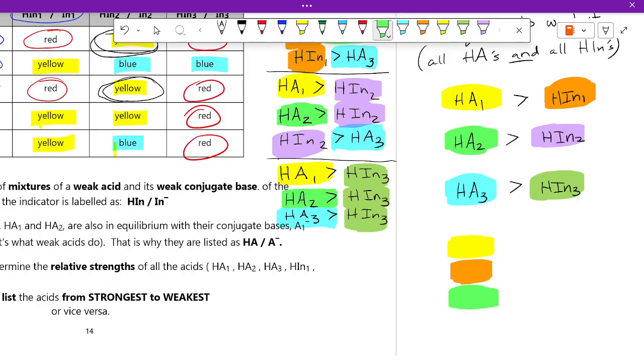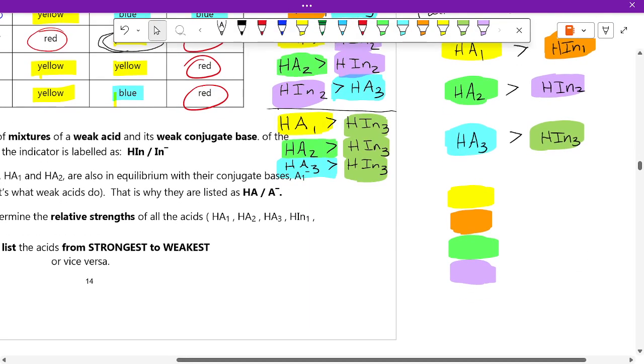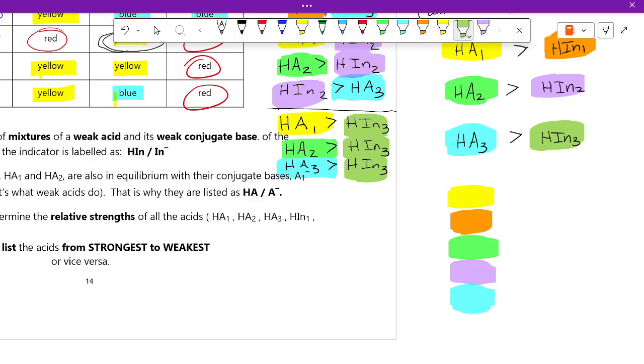I don't know. Do I need to do these colors now? I think I can just list them, right? Well, maybe I'll do the colors. What the hell? Purple, blue, and then our other green. Is good?